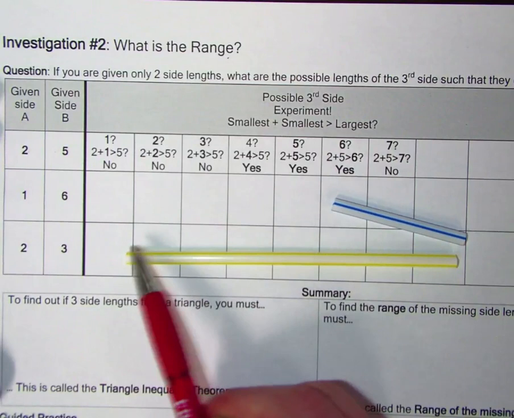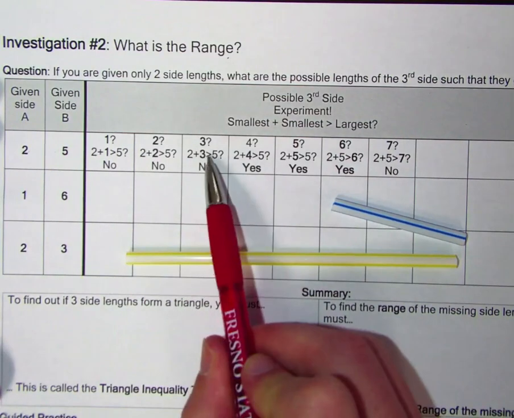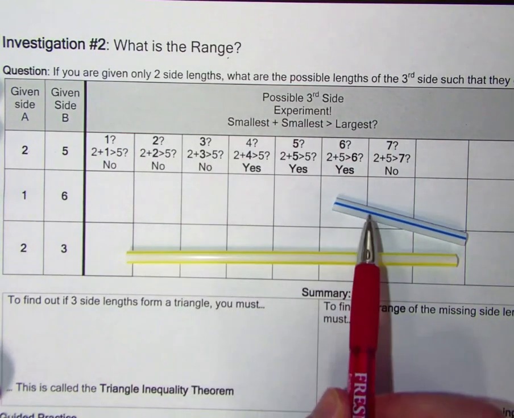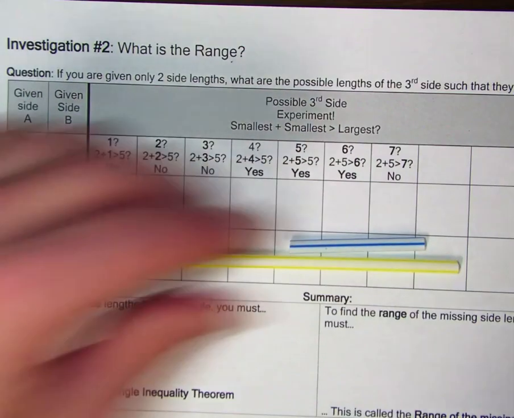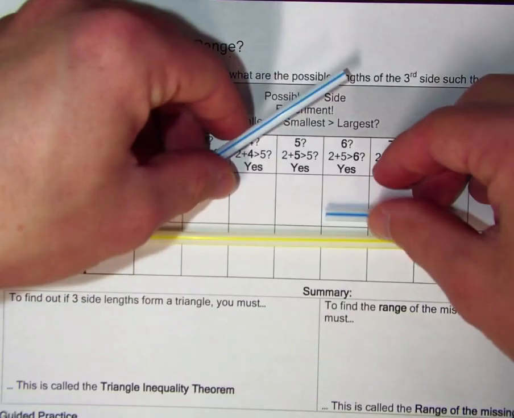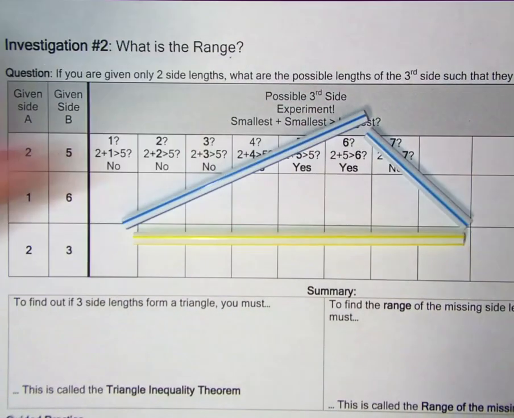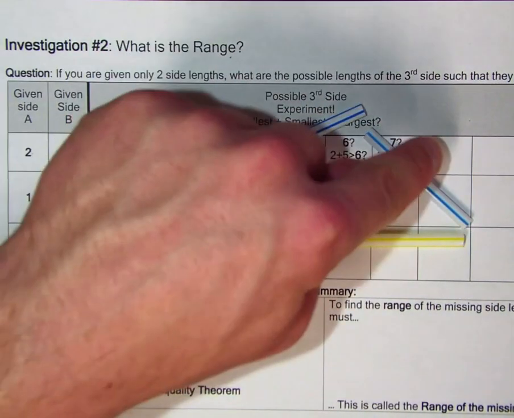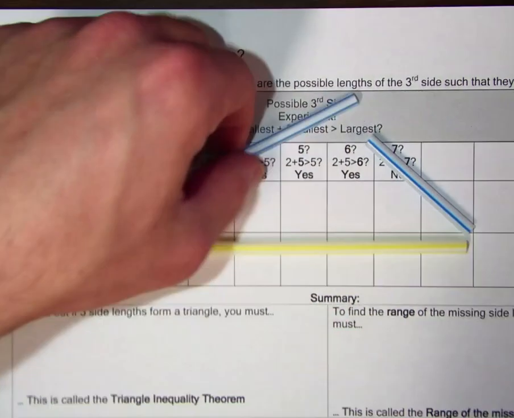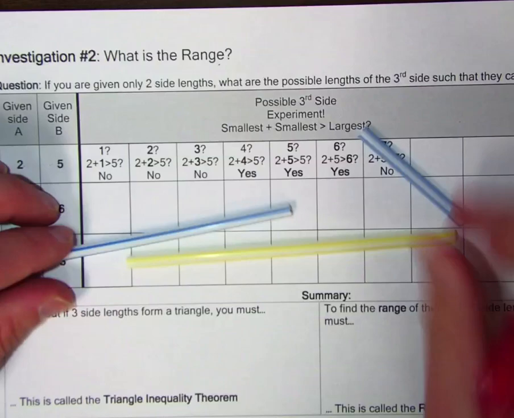I've put a 3 here. 3 plus 2 is not bigger than 5. 4 plus 2 is finally bigger than 5. And you see what happens when we get that. It makes a triangle. 4 plus 2 is 6, which is bigger than 5. So that did work. That's a yes.